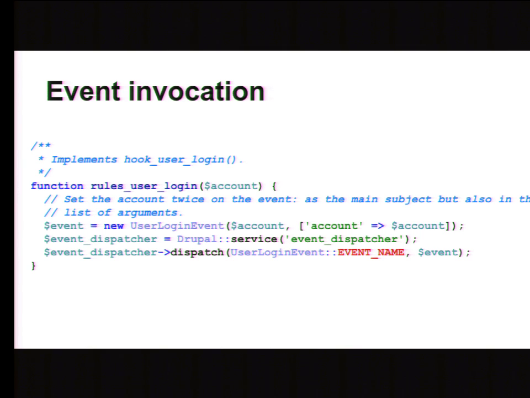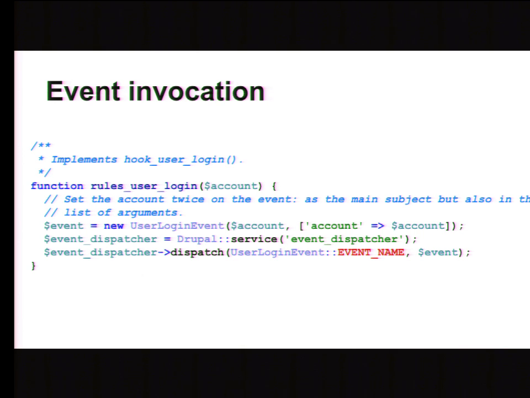So what Rules does in this case, it throws its own event. The first critical part here is that we create our own event class. So this is a very basic class. It doesn't do anything. It just extends the Symfony generic event class and passes in the account object so that we can later pull it out and pass it on to Rules. And then we just get the event dispatcher, which is a Drupal core service. So we just get this event dispatching service and then invoke it with some special name, which is a constant on our event, and our event object that we created above. And that's basically it.